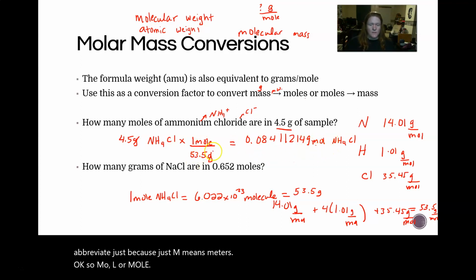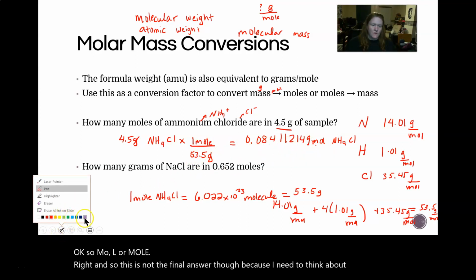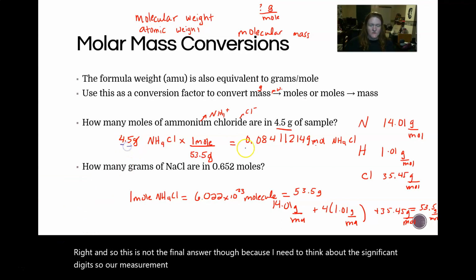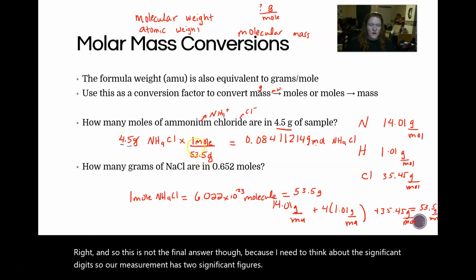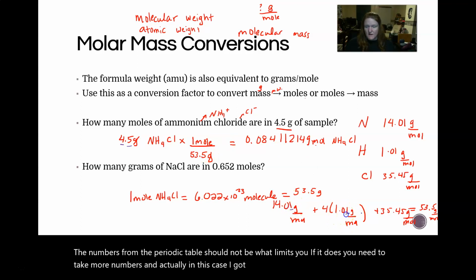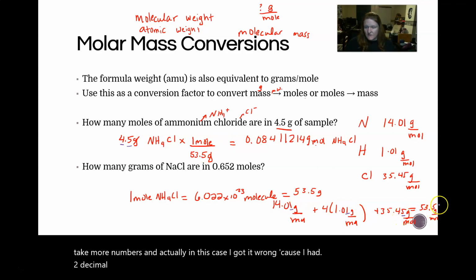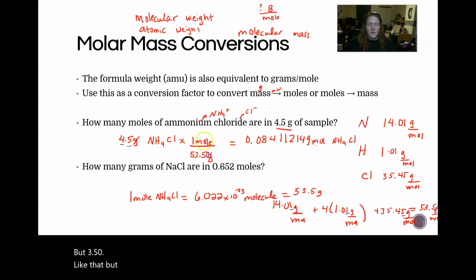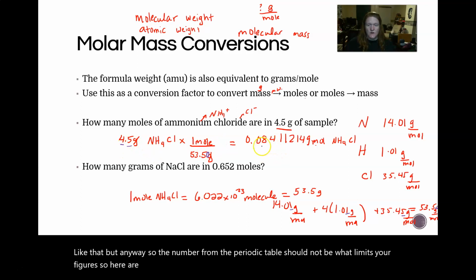All right, and so anyway, this is not the final answer though, because I need to think about the significant digits. So our measurement has 2 significant figures. The numbers from the periodic table should not be what limits you. If it does, you need to take more numbers. And actually in this case, I got it wrong because I had 2 decimal places on all my numbers. So this is actually 53.50, like that. But anyway, so the number from the periodic table should not be what limits your figures. So here our measurement limits us, which is good, which means I only get to keep 2 sig figs.